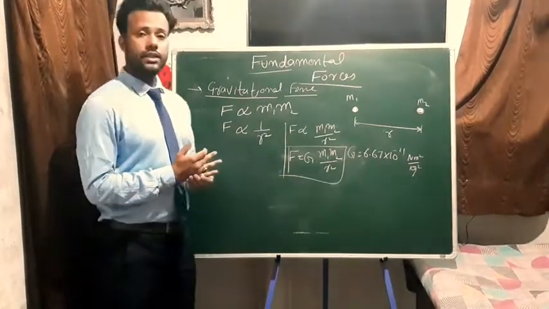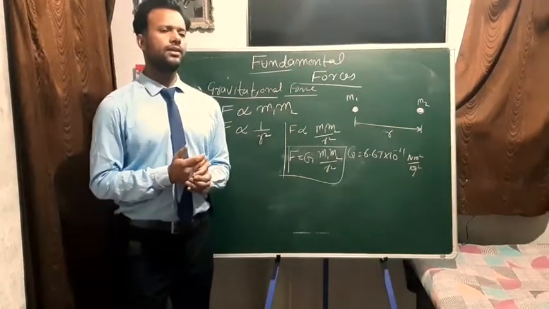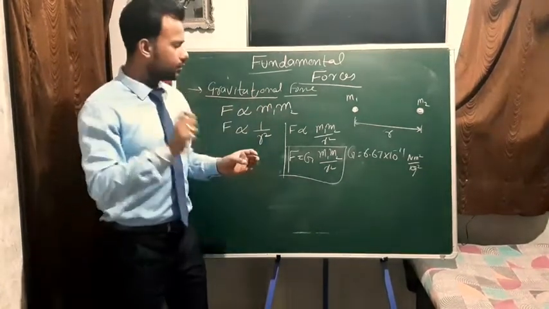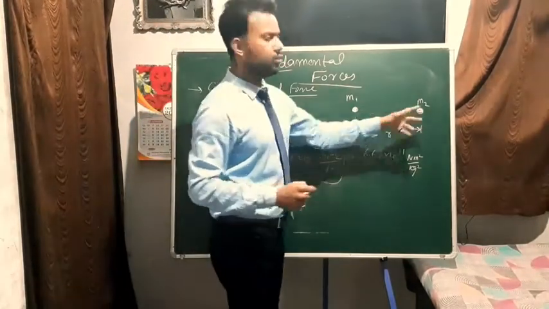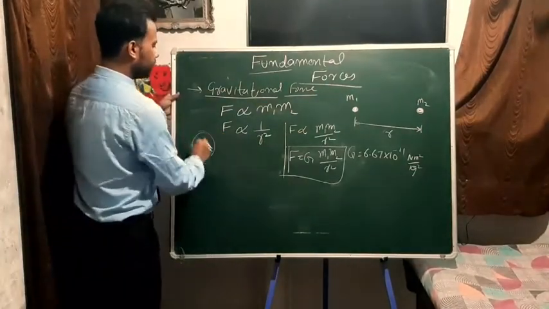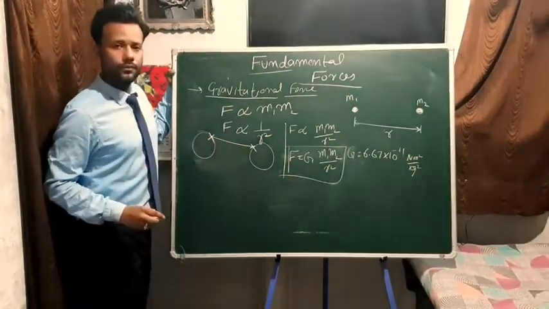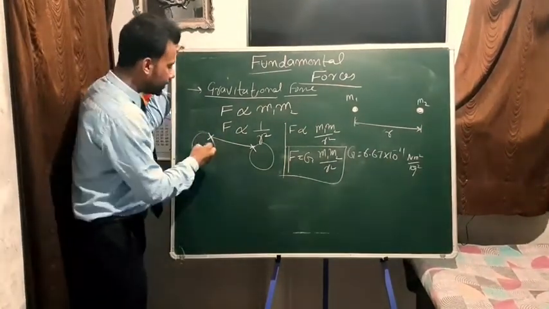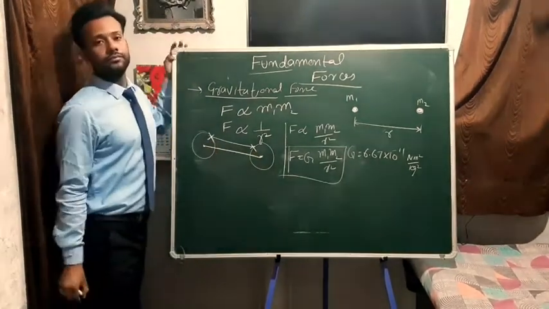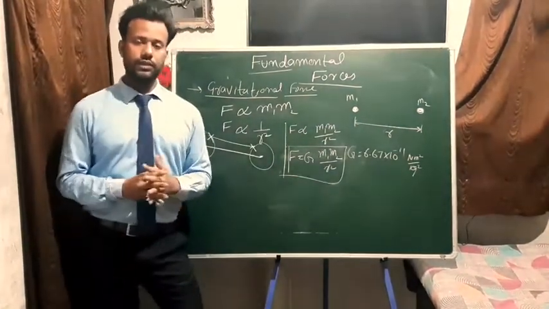Now, this is the central force. What is a central force? Central forces are basically forces that act along the line joining the centers of the two bodies. Here I've taken two point masses, but suppose we have two big objects like this, then this force will not act on the surface. This force will act along the line joining the centers, right? So this is basically the central force.